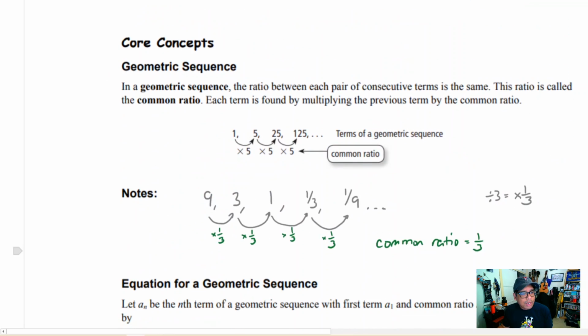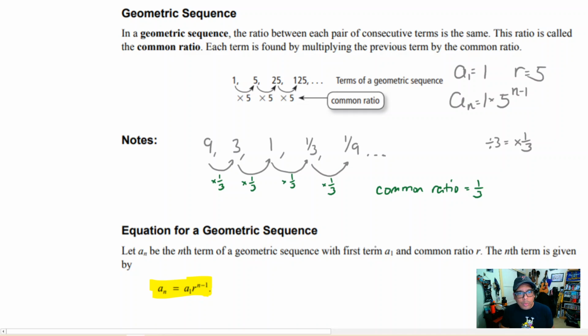We have this one over here, 1, 5, 25, and 125. We know that first term is 1. And we also know that the common ratio is 5. So we can write the explicit rule as a(n) equals 1 multiplied by 5 to the n minus 1. This is the explicit rule.